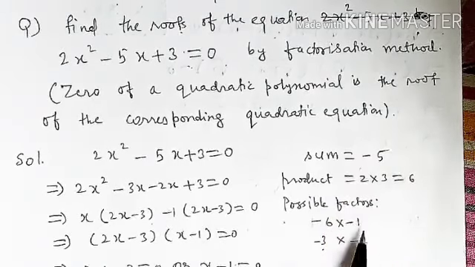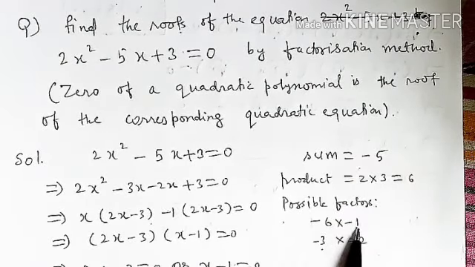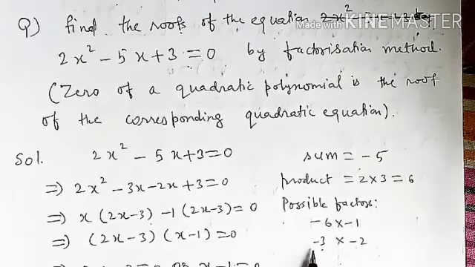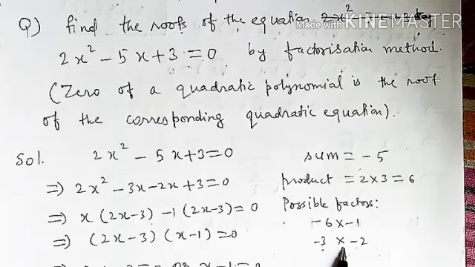So we start with minus 1 into minus 6. Here the sum is minus 7, so rejected. We proceed. So we take minus 2 into minus 3. Their sum is minus 5.